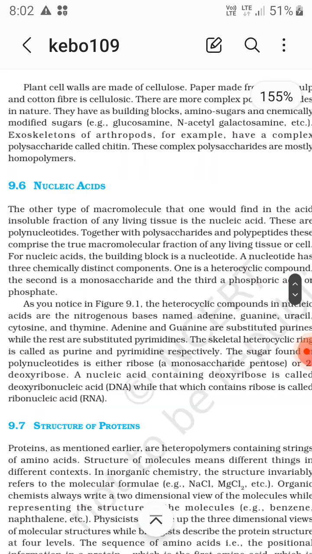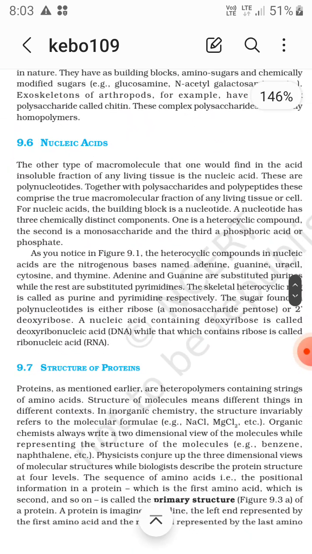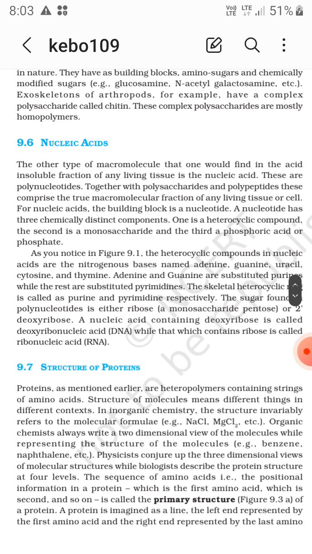Now nucleic acids. The other type of macromolecules that one would find in the acid insoluble fraction of any living tissue is the nucleic acid. These are polynucleotides. Together with polysaccharides and polypeptides, these comprise the true macromolecule fraction of any living tissue or cell.